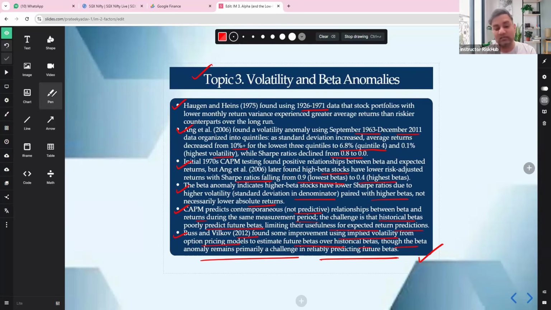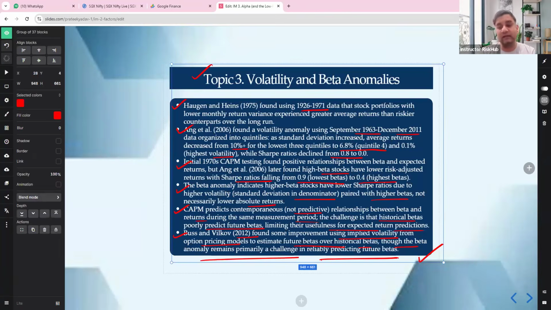So an improvement attempt was done, using the implied volatility by Buss and Vilkov 2012. Still the anomaly kind of remains. So the big idea here is that risk is not rewarded the way theory predicts. So keep that in mind. All theory, again, just remember the results. I think that will be fine.